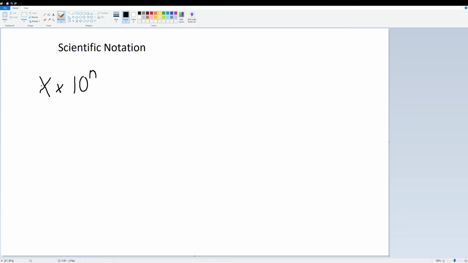Now, the easiest way to figure out the power n is to keep track of how many times you move the decimal. Normally in a lot of numbers, you wouldn't see a decimal point, but we always know that in most numbers, the decimal point is at the end, where of course we don't normally write it. So let's just get right into it, and we'll start with an example.